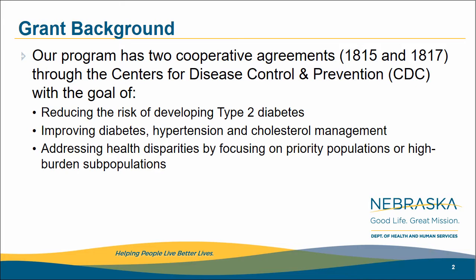The hope is that through both cooperative agreements, our program, and thus Nebraska, is able to reduce the risk of people developing type 2 diabetes and improve diabetes, hypertension, and cholesterol management among those who have those health conditions. Both grants also are focused on identifying and hopefully tailoring interventions to address priority and/or high burden subpopulations. You might see different language in some of your tools or documents from our program, somewhat based on the grant or the intervention that you're working on, but really the intent is to start making headway on addressing health disparities when it comes to chronic disease conditions.